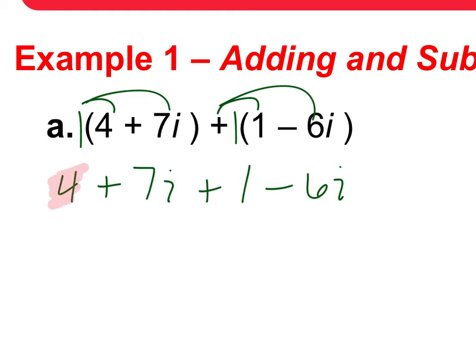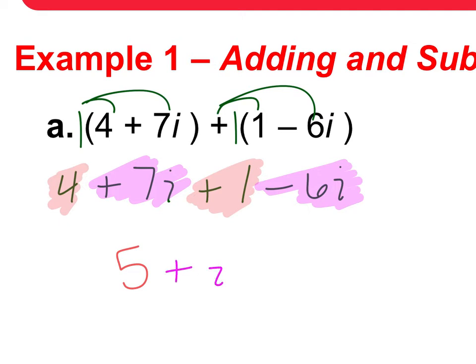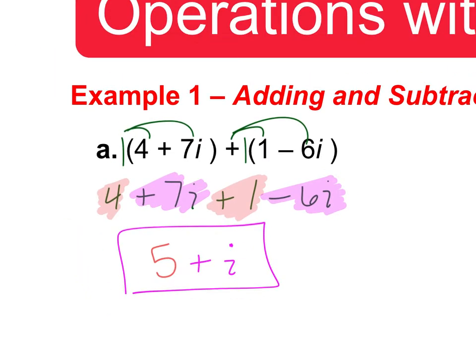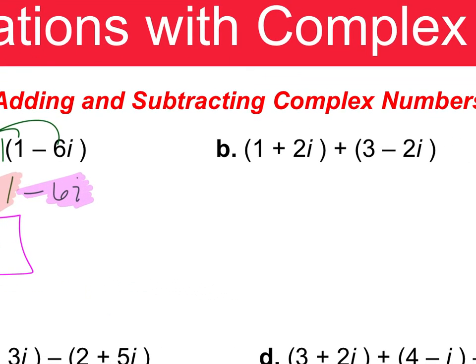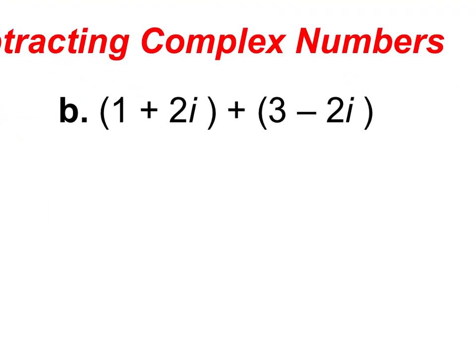So I have the 4 and the plus 1 that are the real numbers. They are not imaginary. So 4 plus 1 is 5. And then we have the 7i, positive 7i, and negative 6i that are imaginary. So 7 minus 6 is a positive 1. So we just say positive i, so plus i. So it's exactly like combining like terms. Another one where we are just adding.